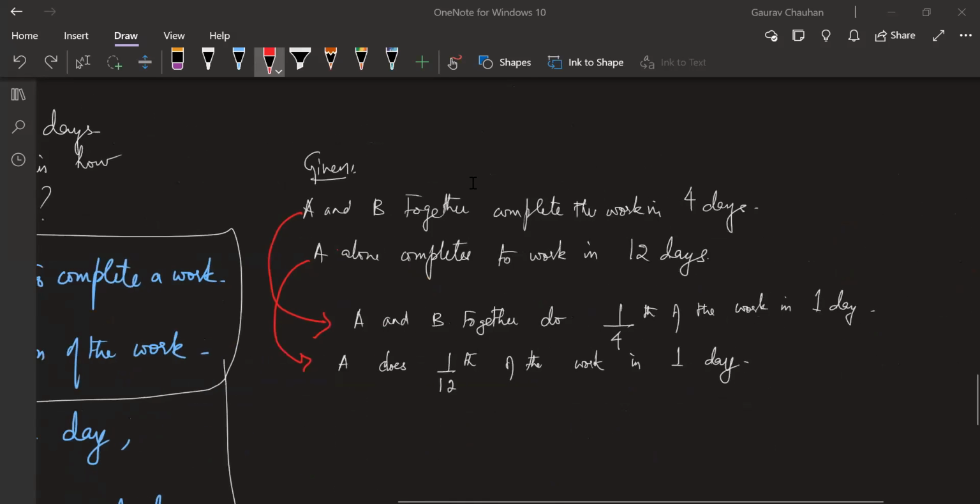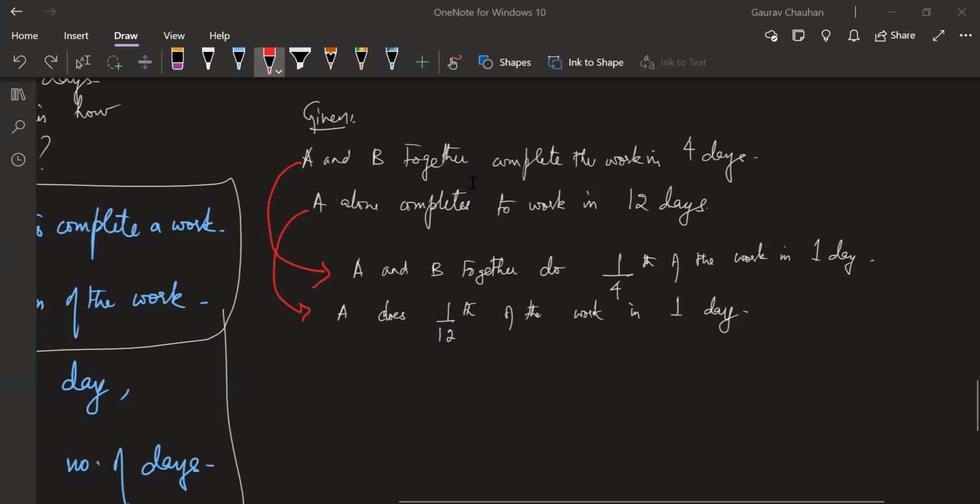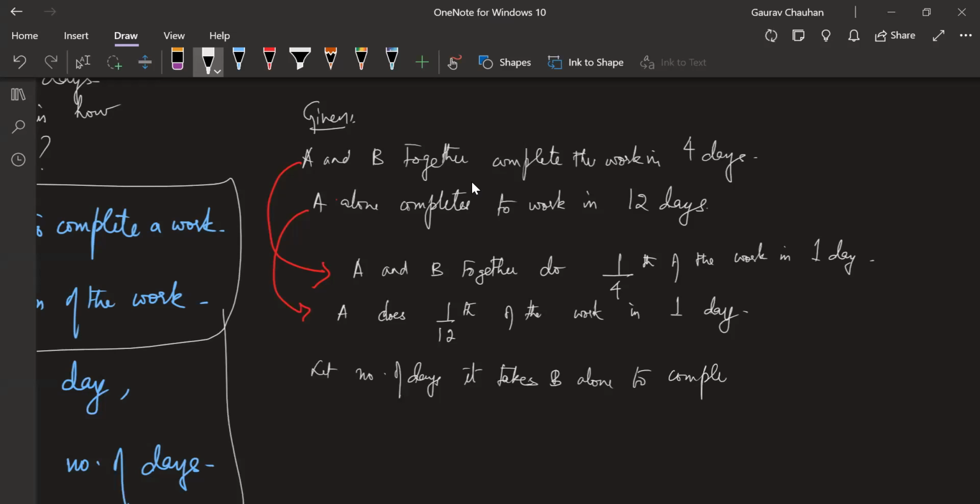Sir, let the work done by B in 1 day be equal to 1 by X, sir. Nice. Can you give me one step before that? Can you give me total number of days? So where is it 1 by X? If you assume 1 by X, it is a little confusing, no? Let's assume like this. Sir, let the number of days it takes B alone to complete the work be X days.